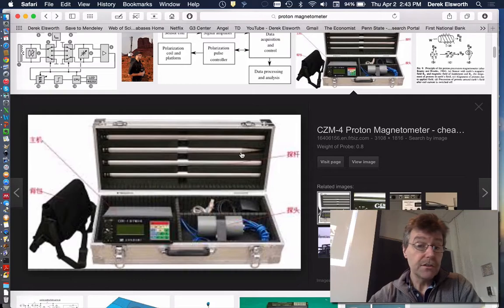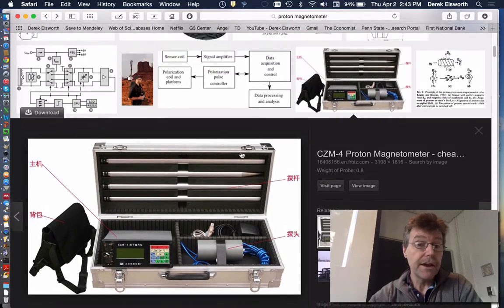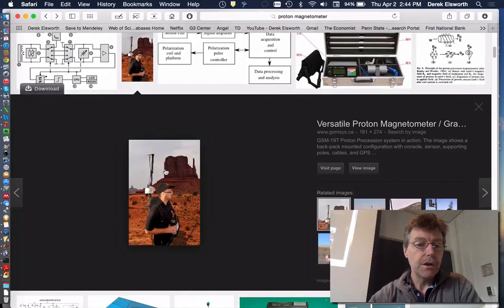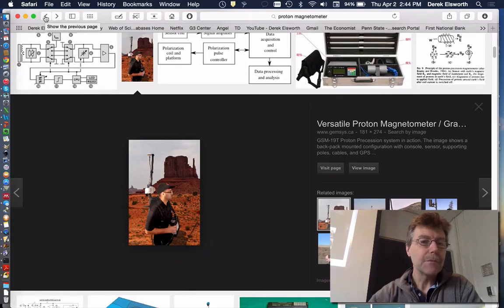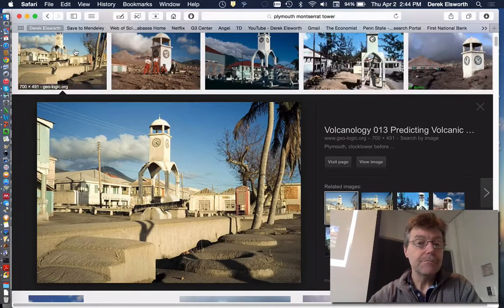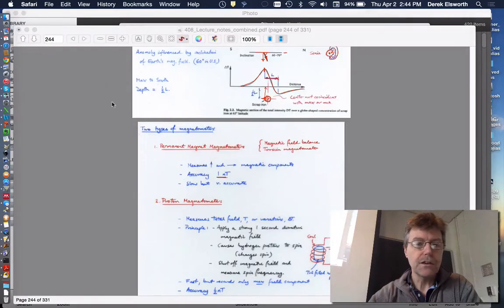This looks like it might do it by pushing a probe into the ground. Or here's an even better one. You wear it on a backpack with GPS attached to it, apparently in the middle of Monument Valley, which I guess is that, right? It doesn't seem like a normal place that you want to use it, perhaps. But anyway, so those are magnetometers. We'll come back to that.